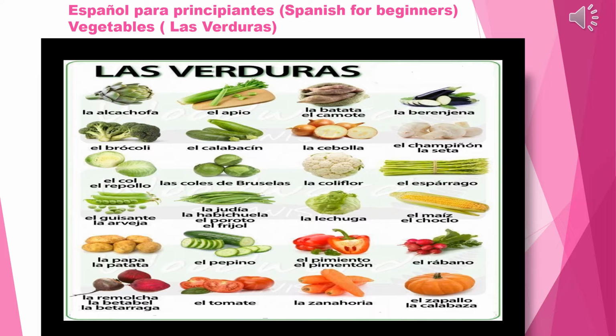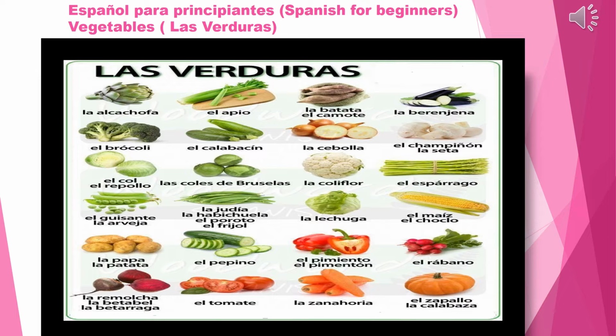El brócoli. So that is the broccoli. Broccoli also is really eaten in Europe, but me, when I was in Africa, I had never eaten it. I only ate it when I came to France. El calabacín. So el calabacín also is zucchini. It's known as zucchini. It's the same thing. Me, I hardly used to eat it. Even here, I hardly eat it.